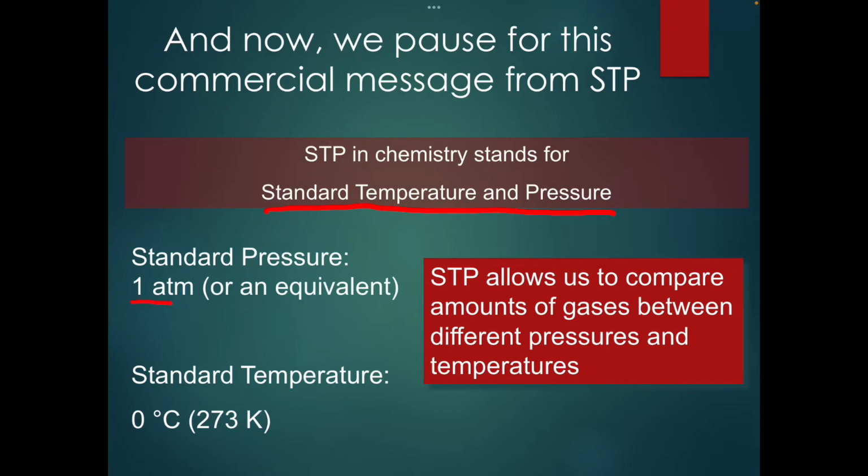So our standard pressure is 1 atmosphere or anything that's equivalent, which means things like 760 millimeters of mercury or 760 torr or 101.3 kilopascals, right? All of that is equivalent, so all of that is a standard pressure, but usually we'll use 1 atm. And then standard temperature is 0 degrees Celsius, but like I've been telling you in gas laws, we can only use Kelvin. So it's more useful to think of it as 273 Kelvin.